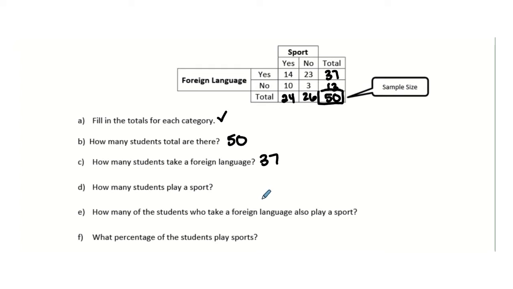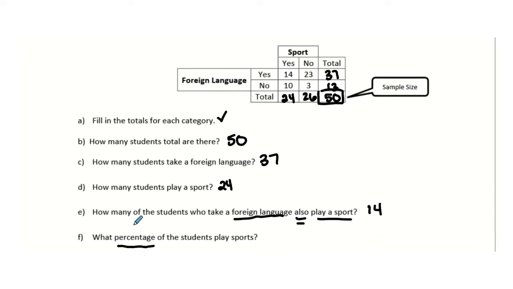How many students participate in a sport? So sport, yes, that total is 24. How many students who take a foreign language also play in a sport? So yes to foreign language and yes to sport, that's 14.